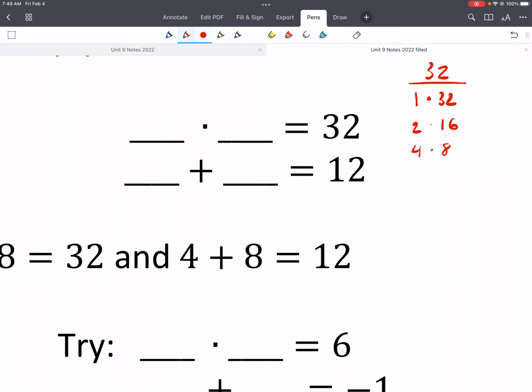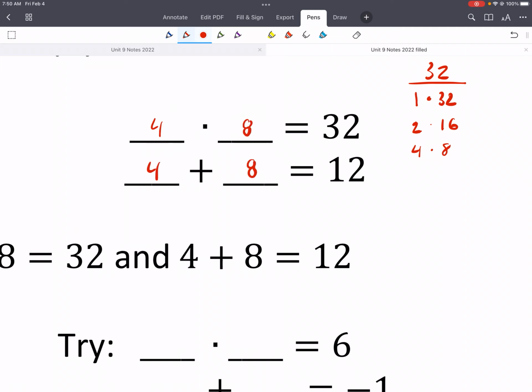Okay, so 1 and 32 does give us 32, but 1 plus 32 does not give you 12. Both of the 2 numbers need to satisfy the top and the bottom equation. So maybe we'll try 2 and 16. Well, 2 and 16 does multiply to 32, but 2 plus 16 gives you 18. So that doesn't work either. So the last choice we have is 4 and 8.